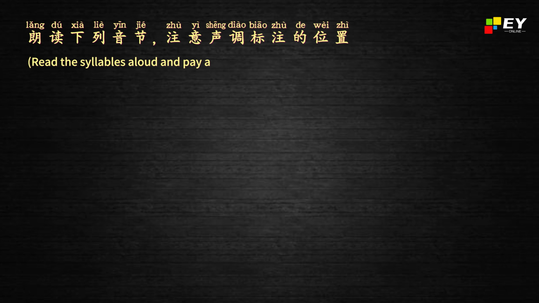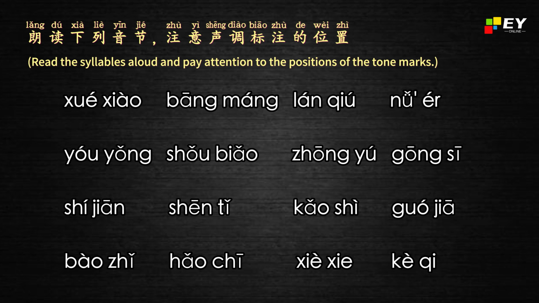Read the syllables aloud and pay attention to the positions of the tone marks. 学校, 帮忙, 篮球, 女儿, 游泳, 手表, 终于, 公司, 时间, 身体, 考试, 国家, 报纸, 好吃, 谢谢, 客气.